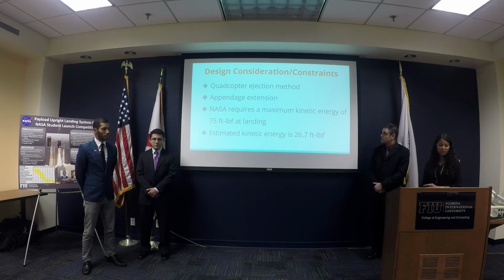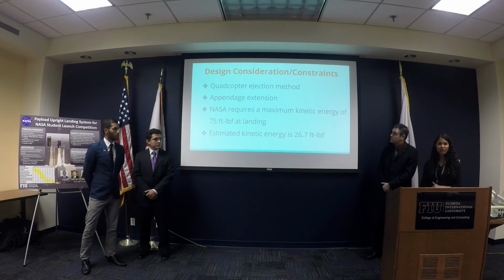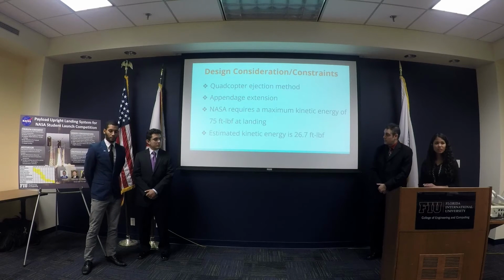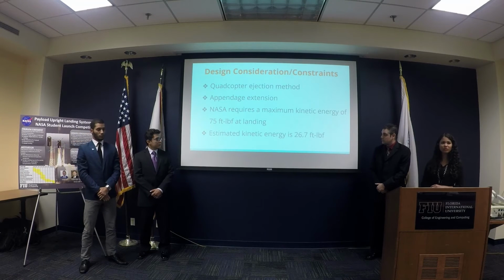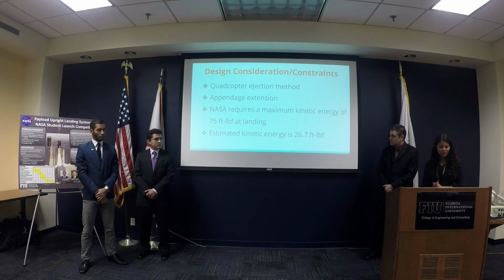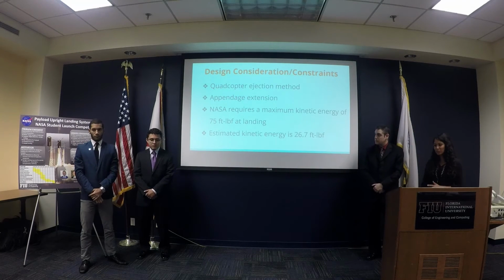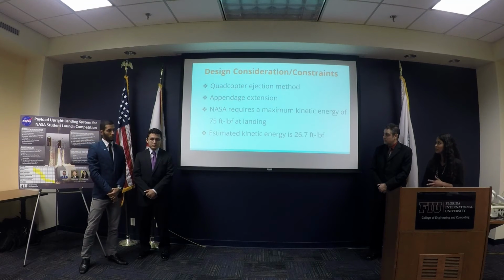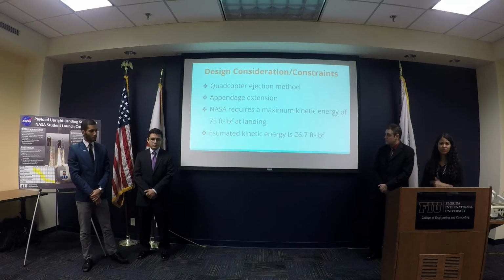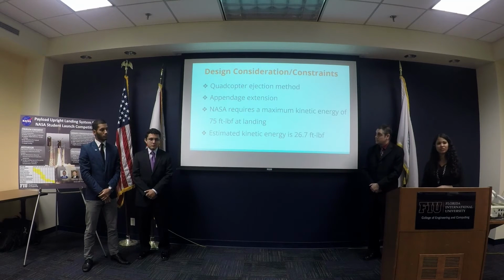NASA also has a safety requirement that requires a maximum kinetic energy of 75 foot-pound force at landing. Since our estimated payload weight is 3.7 pounds and with a parachute diameter of 3 feet, our estimated kinetic energy is 26.7 foot-pounds. If we would need to make a heavier quadcopter or have the need to optimize our design, we would be able to increase its weight to 6.1 pounds and still meet NASA's safety requirement.